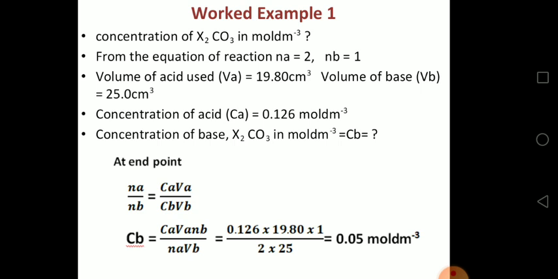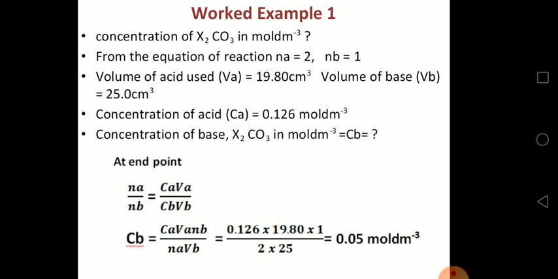Here we are looking for the concentration of the trioxocarbonate(IV) solution in mole per dm3. Now from the equation of reaction, we know that the number of moles of acid is 2, number of moles of the base is 1. The volume of acid used is given, volume of base is given, and the concentration of the acid has been calculated, which is 0.126 mole per dm3. Now we want to determine the concentration of the base in mole per dm3.